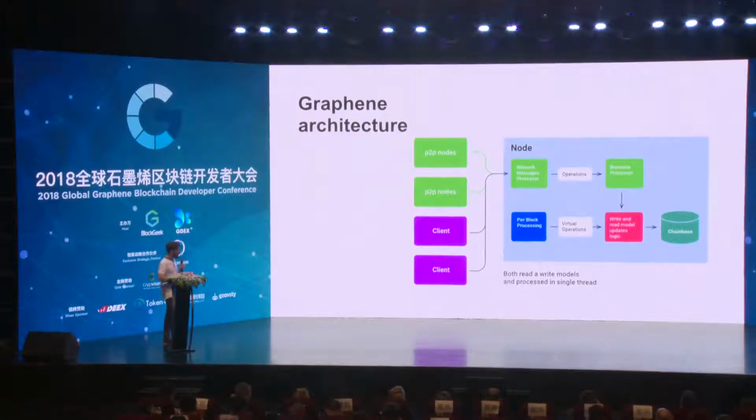Graphene processes every operation in a single thread, and this is basically the same as what LMAX does. But what is different is that Graphene also stores the whole read model in this single thread and updates it in the same single thread. It consumes much more computation power than it would if we moved this read data out of the business processor.